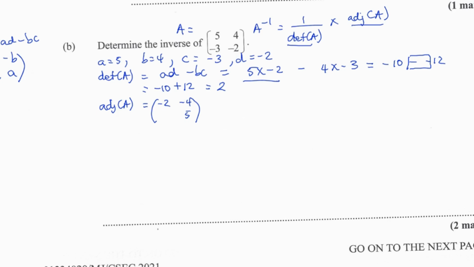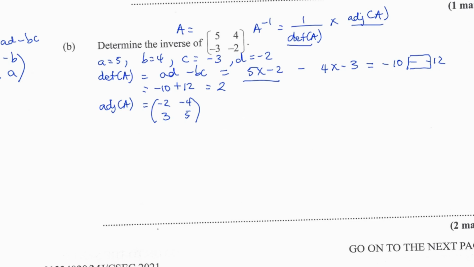So the 4 becomes negative 4, and the minus 3, it's already negative, so it will become positive, because a minus and a minus would give you a plus. So now we have adjoint A and we have determinant A. So now we can apply what we know about finding the inverse, which is this equation up here.